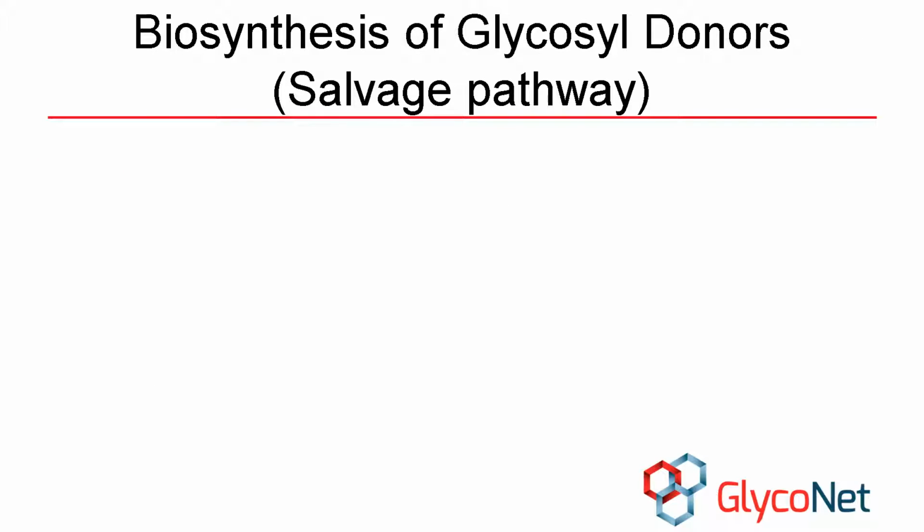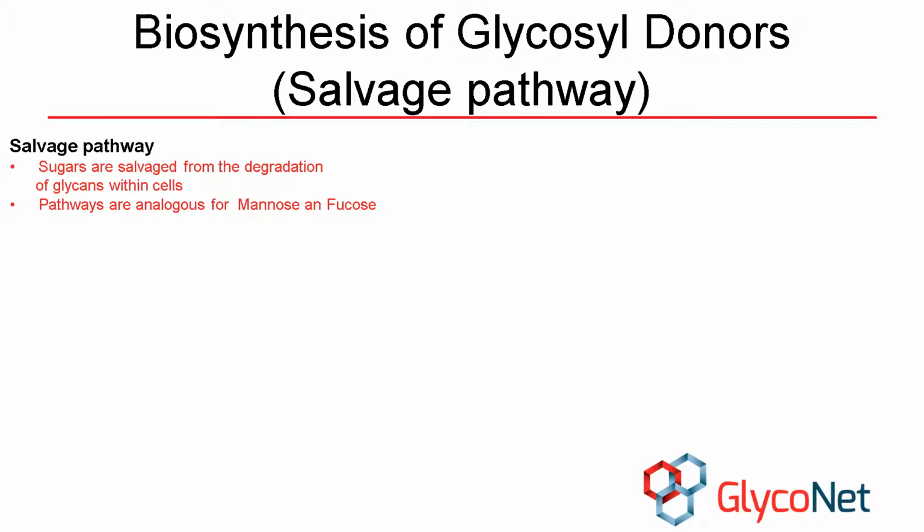The second pathway in which glycosyl donors are synthesized biologically is through the salvage pathway. The salvage pathway procures monosaccharides from the degradation of glycans within cells. These monosaccharides are phosphorylated at position 1 and then reacted with UTP to form the activated UDP sugar donor.